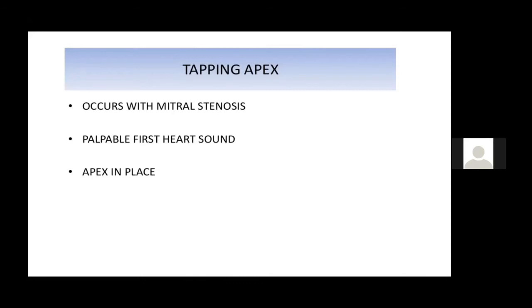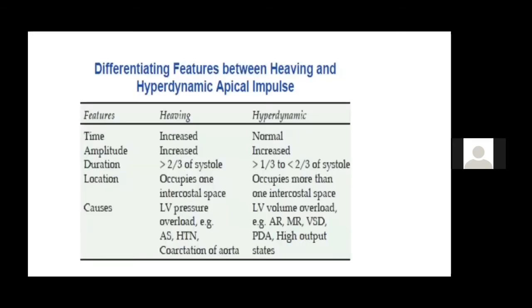So in cases of mitral stenosis, if it is an isolated mitral stenosis, the apex should not be displaced either out or down. It should not lift your finger, and it should be associated with a loud S1. So this is called a typical tapping apex, which we see in mitral stenosis.